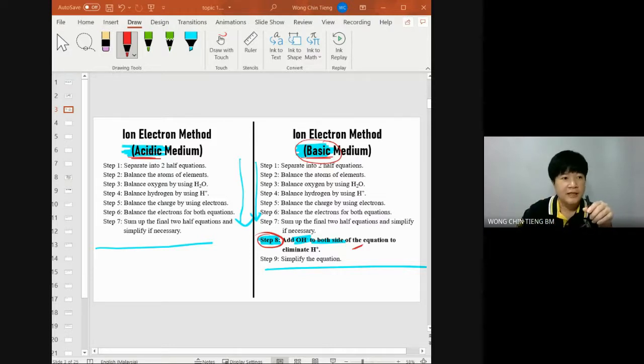So, any problem with the 7 steps? Oh, okay, 8 steps? Have you tried the question?